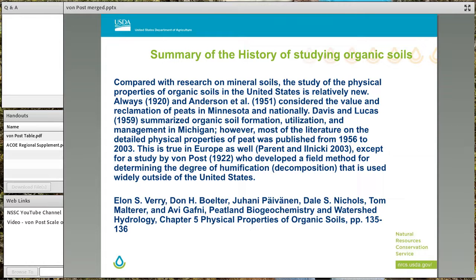This is true in Europe as well, except for a study by Von Post in 1922, who developed a field method for determining the degree of humification or decomposition that is used widely outside of the United States. The scale was devised by Lennart von Post during his work on the 1926 Soil Survey of Sweden for measurement of degree of decomposition of dead plant materials.